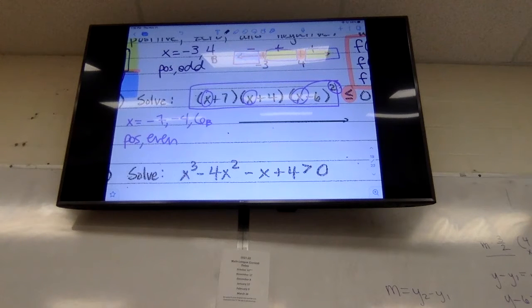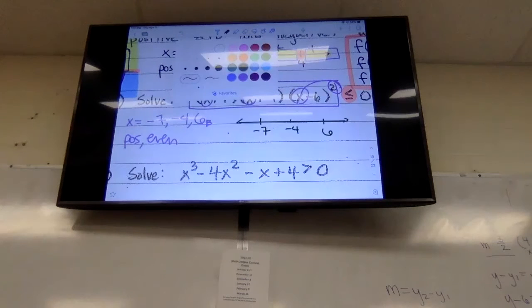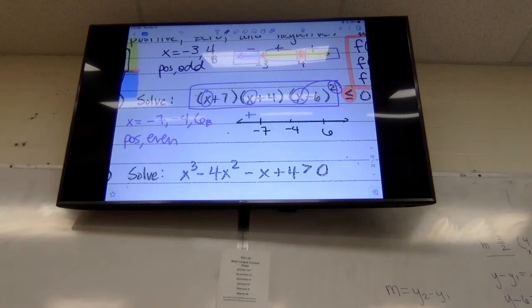Okay, now that we know our zeros, and we know our positive, negative, even, odd, we're going to make a little number line. I've got -7, -4, and 6. Show me with your arms, what does positive even look like? Perfect, so that means it's starting on the positive side, it's ending on the positive side. I want positive here because we're starting positive, unlike last time, when we started negative. At -7, I do my normal cross, so then we go over to the negative side. At -4, we cross again, so we go back to the positive side. And then at 6, we bounce, so we stay on the positive side. Which makes sense, because you told me our arms went like this, beginning and ending positive.